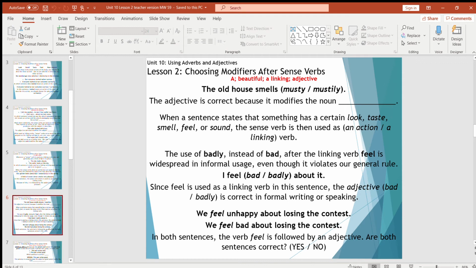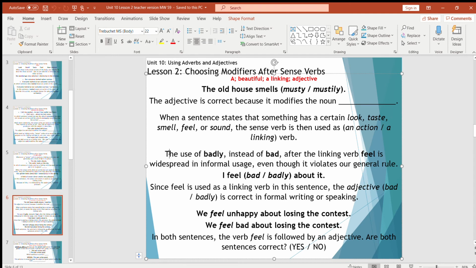The old house smells musty or mustily. So which one is correct? Musty. Why is the adjective correct? Because smells is just being used as a linking verb. The old house is musty. So musty is modifying what noun? The house. When a sentence states that something has a certain look, taste, feel, smell, or sound, the sense verb is then used as a linking verb.